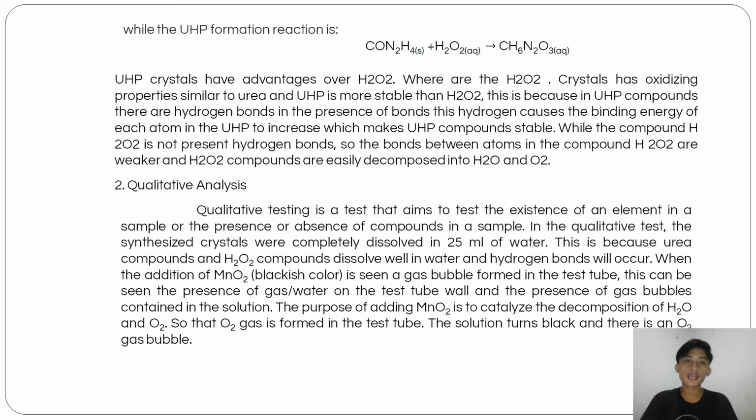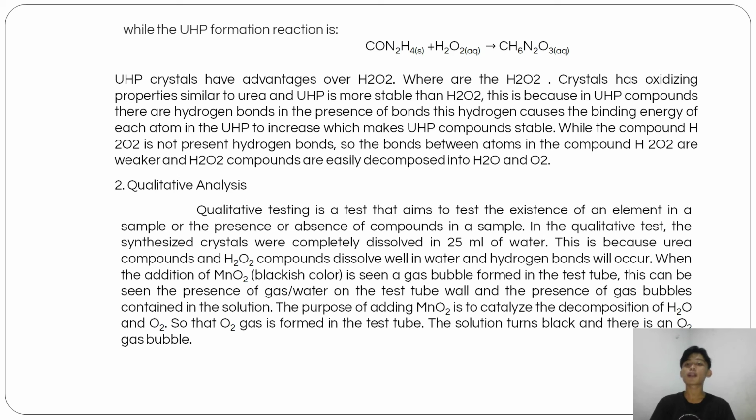The UHP formation reaction is like here. UHP crystals have oxidation properties similar to H2O2, and UHP is more stable than H2O2. This is because in UHP compounds there are hydrogen bonds. The presence of these hydrogen bonds causes the binding energy of each atom in the UHP to increase, which makes the UHP compound stable, while in the compound H2O2 there are no hydrogen bonds, so the bonds between atoms in H2O2 are weaker, and H2O2 is easily decomposed into H2O and O2.